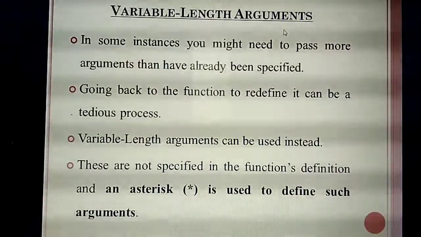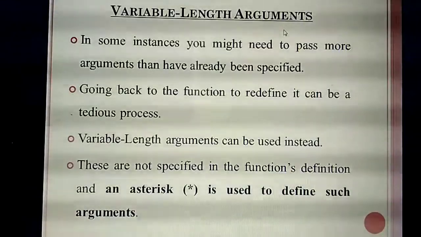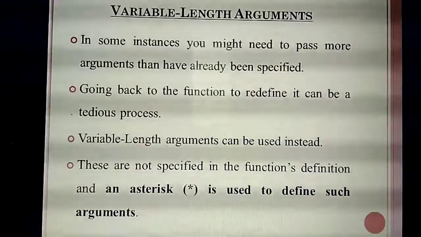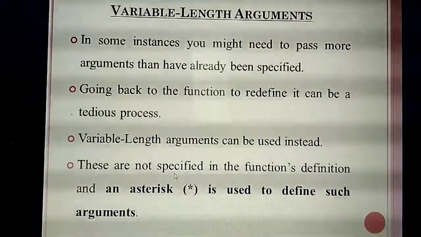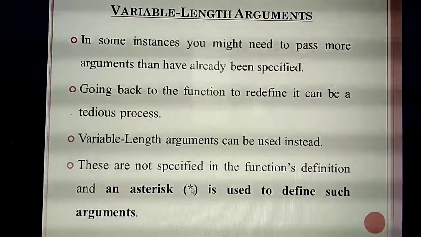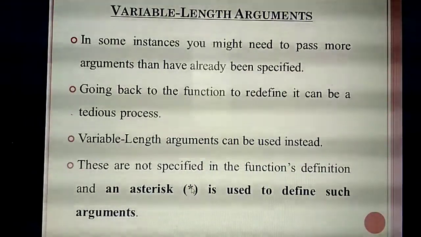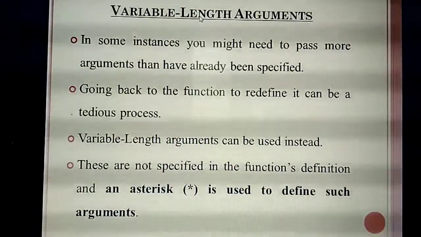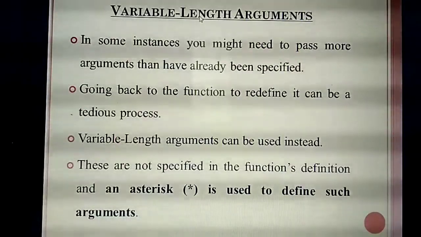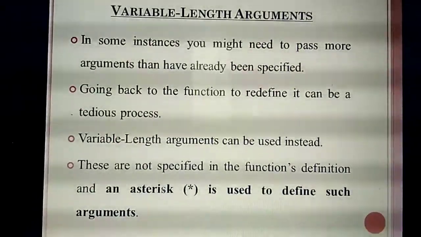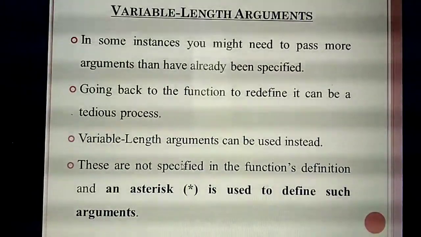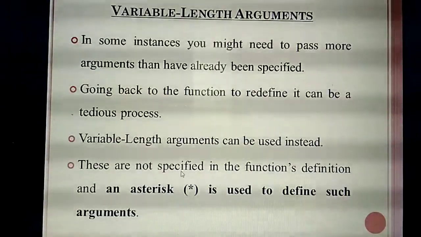In variable length arguments, instead of writing 3, 4, or 5 arguments in the function definition, you use the asterisk symbol to define the arguments. In a program, if you see the asterisk symbol in the place of arguments, you should know that it is a variable length argument. Understand now? That kind of argument is called a variable length argument.